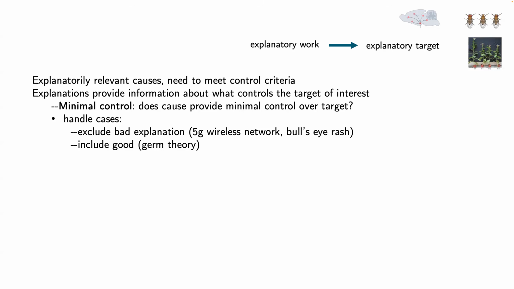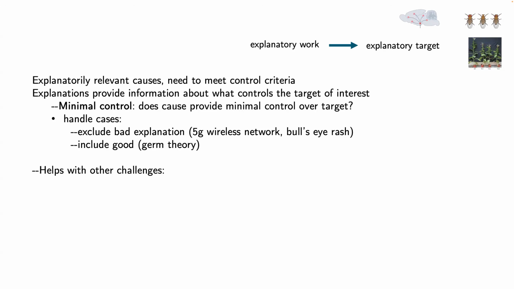We can also start to include cases that we think of as good explanations, right? Germ theory explanations for various diseases, where there's a virus that is cited as causing and explaining measles, for example, right? Interventions on this virus, whether it's present or not, have some kind of control over whether a patient gets this disease or not.